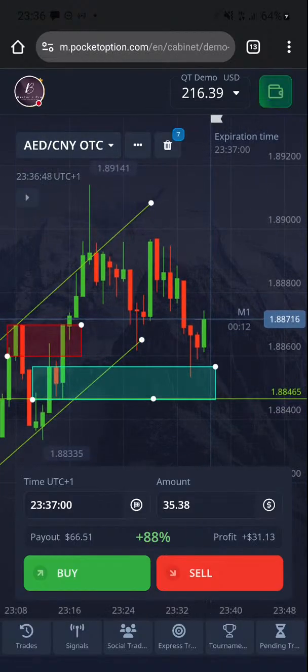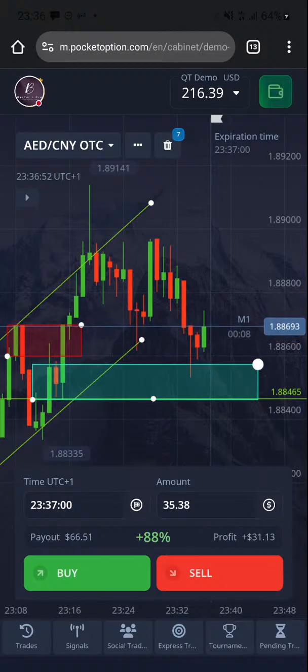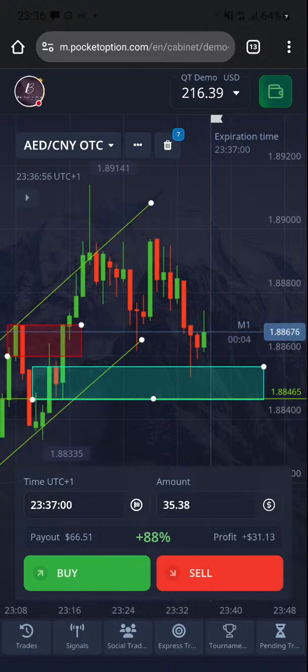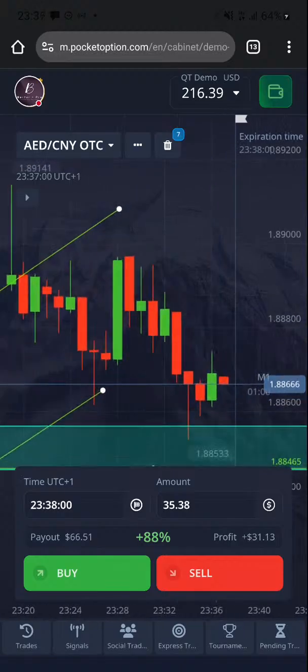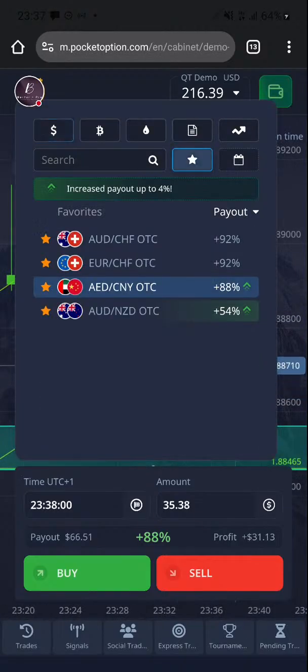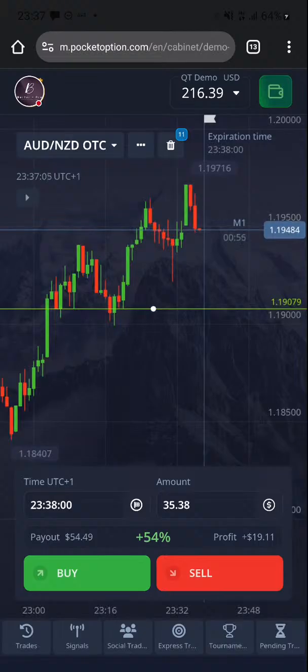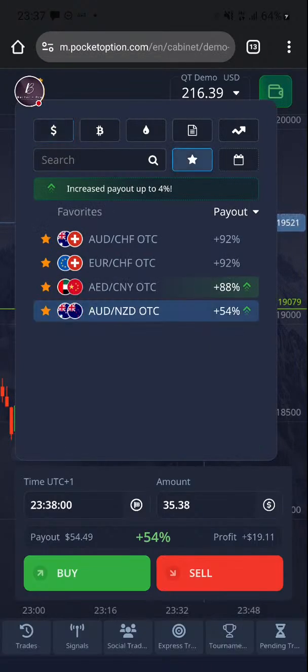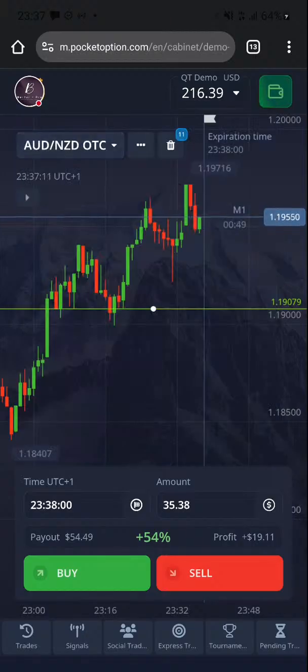That was very good. You see that demand area we marked the other time. Look at that. That was very beautiful. If I was in the market, I would have taken this trade too. It's a very good one. Let's check this one. Okay, this one is 54 percent the payout amount, so we're not going to bother about it.